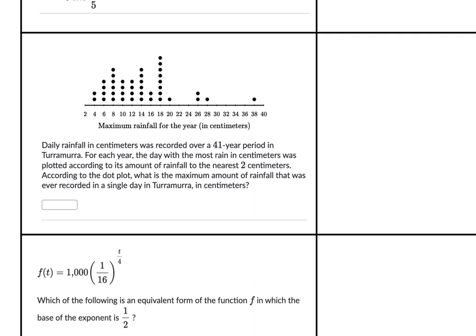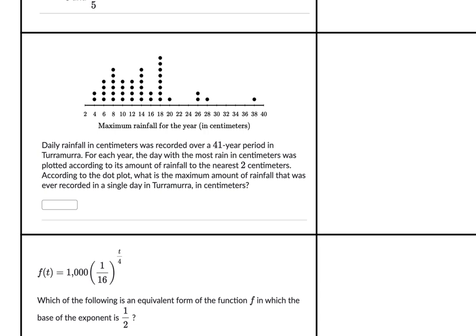Daily rainfall in centimeters was recorded over a 41-year period in Turramurra. For each year, the day with the most rain in centimeters was plotted according to its amount of rainfall to the nearest 2 centimeters. According to the dot plot, what is the maximum amount of rainfall that was ever recorded in a single day in Turramurra in centimeters?